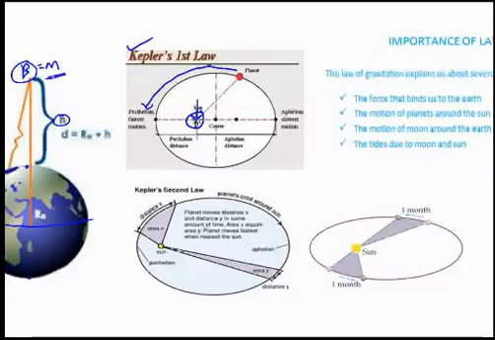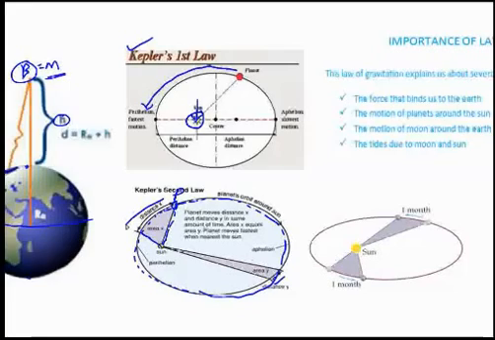The second law states that if an imaginary line from the sun to the planet, for example the planet is over here, then this imaginary line sweeps equal areas in equal intervals of time. That is, if the time is t, in this case the distance traveled is this, as well as the distance traveled is this, is almost the same. It doesn't change.